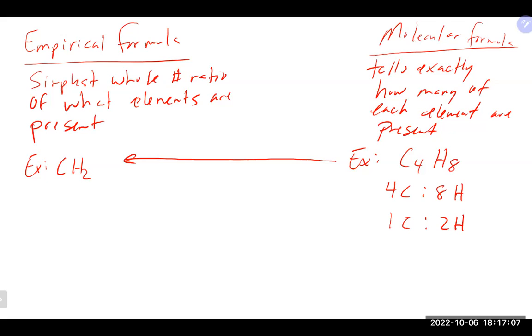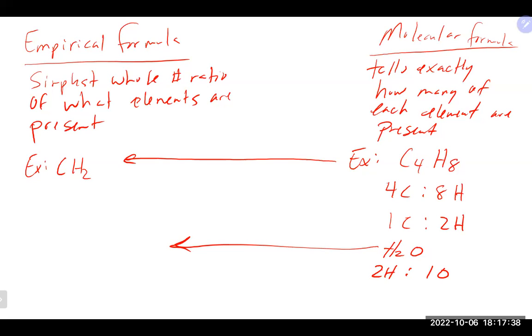Now, sometimes the molecular formula and the empirical formula are going to be the same. So if you had something like water, which is obviously the molecular formula, water is 2 hydrogens for every 1 oxygen that's present, although it looks like a 10, but 1 oxygen that's present. And you cannot get any lower than that and still have whole numbers. So that is both the molecular formula and the empirical formula here. So sometimes it is the same thing for a particular compound.